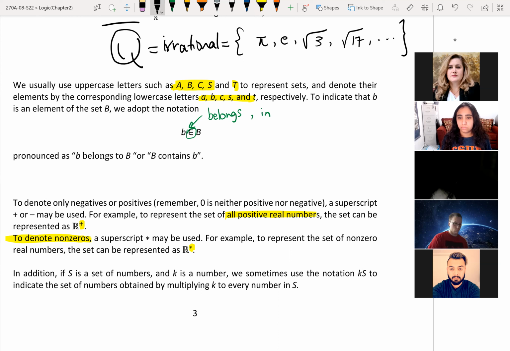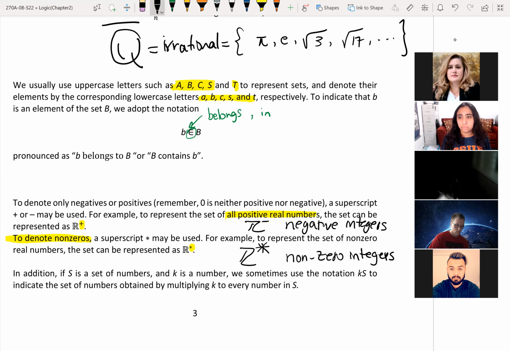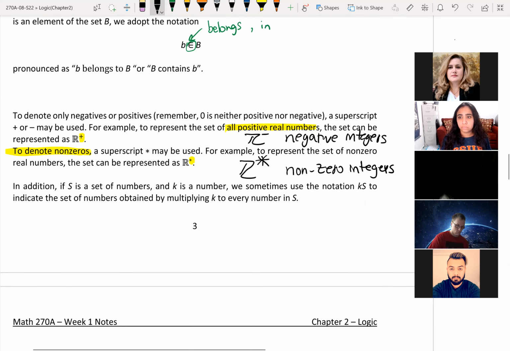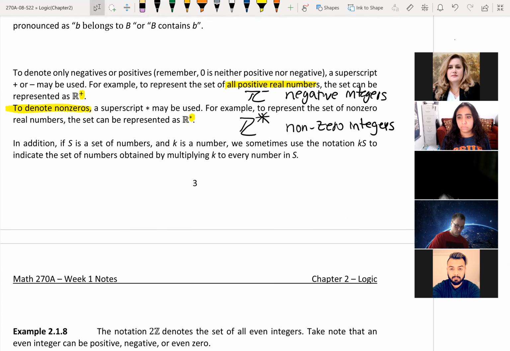So for example, you can have Z star. Z star means non-zero integers. R star means non-zero real numbers. So if I say Z negative, it means negative integers. Obviously it doesn't have 0, right? Because 0 is not positive or negative. Make sense?